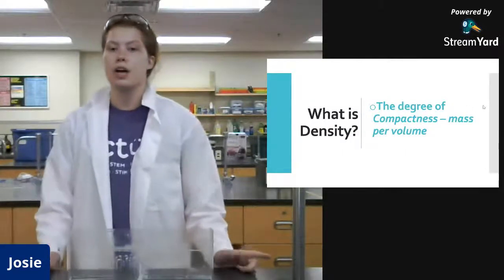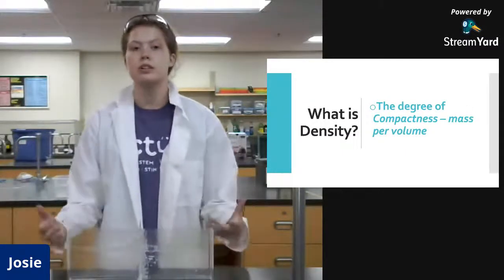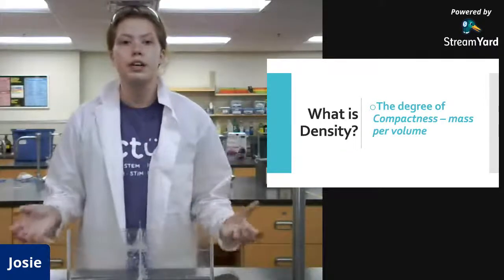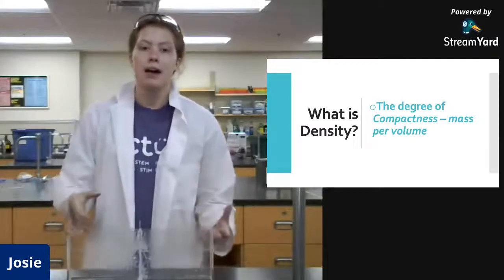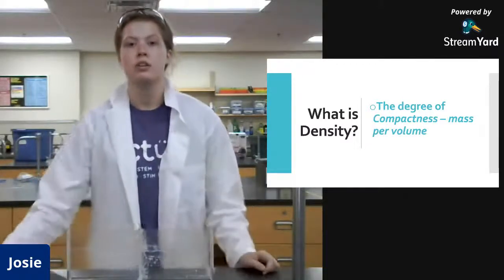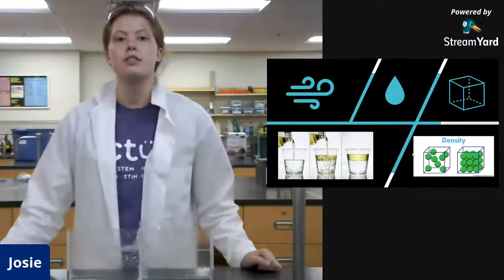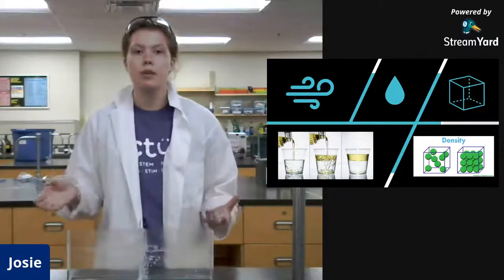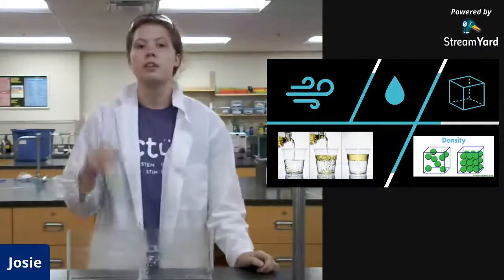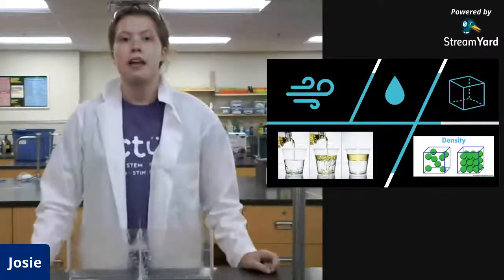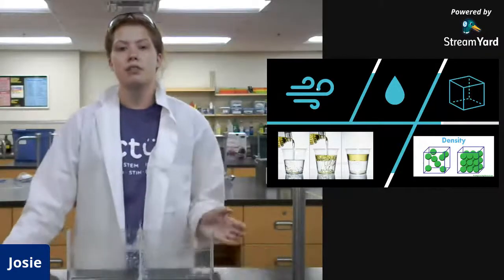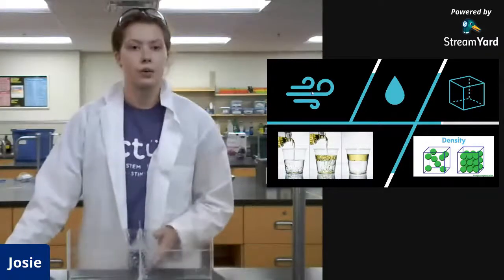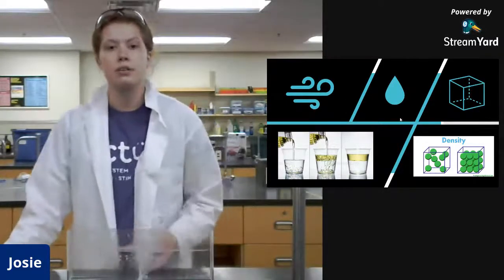So before we start, there's a couple things we need to talk about. The first is, what is density? So density, in layman's terms, is the degree of compactness, or mathematically, it's mass per volume. A good way to think about this is oil on water. I don't know if you've seen the oil and water experiment before, but you'll notice that the oil sits on top of the water. That's because it's less dense. Another way to think about this is thinking about gases, liquids, and solids. Gases are less dense than liquids, and liquids are less dense than solids.